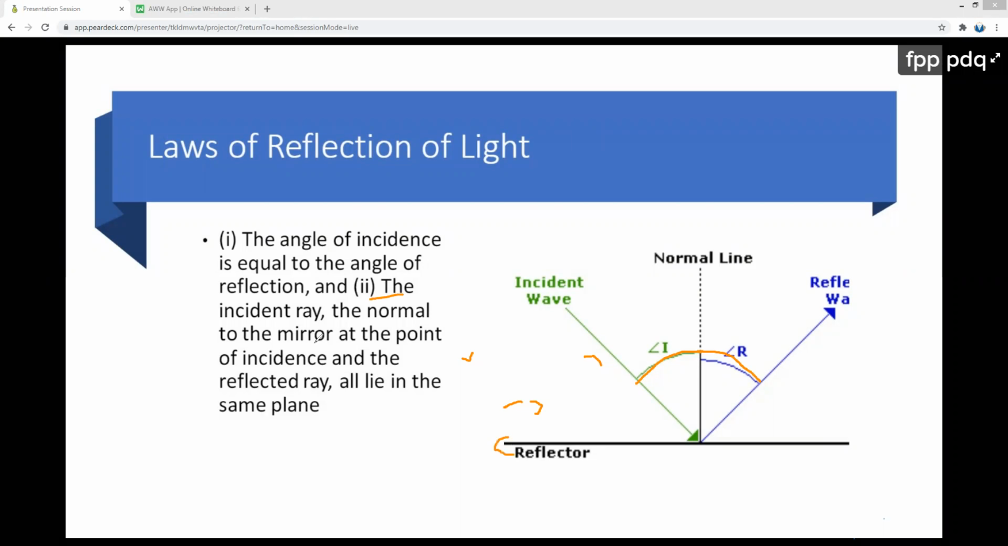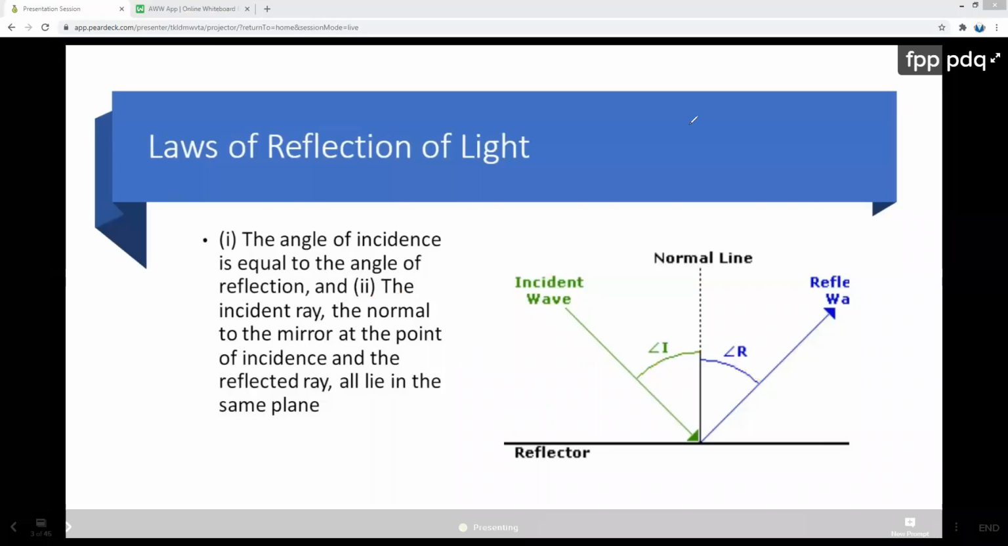Now the second one is that the incident ray, the normal to the mirror at the point of incidence, and the reflected ray all lie in the same plane. Over here you can see the incident ray, this light, is touching the surface at this point. The normal is touching the surface at this point, and even the reflected ray is going away from this point. So basically all these three, the incident ray, the normal to the mirror at the point of incidence, and the reflected ray, are all lying in the same plane. You can see it because all of them are on the same plane over here. This is just to give a small idea if we have forgotten the first chapter.